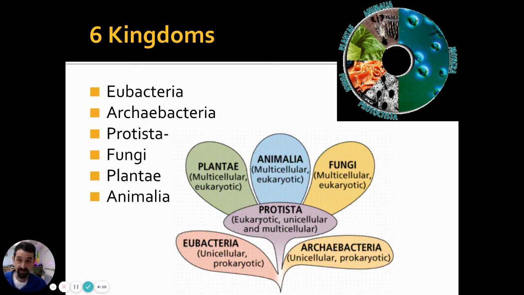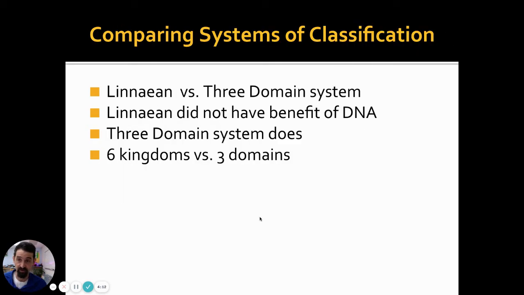Now, this is not the only way of grouping life. There's an alternate way of grouping life that's become a little more prevalent because it's based solely on DNA. So if we compare the Linnaean system versus the 3-domain system, the 3-domain system uses DNA to group organisms on how similar their DNA is. That's what they look at.